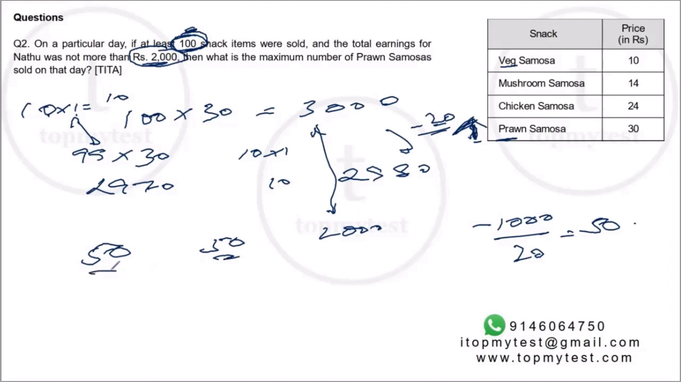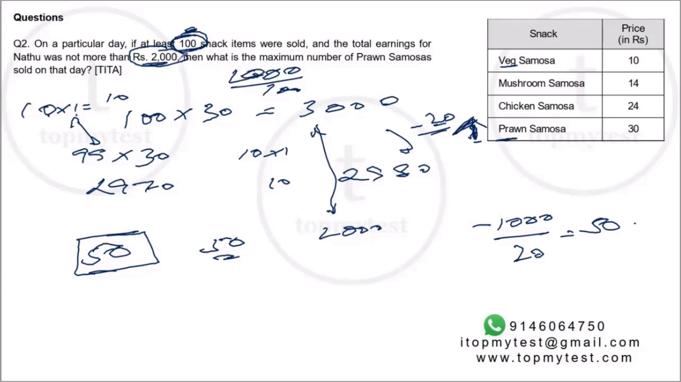Now you will say, okay, the answer is done, but now you'll ask, why can't we replace a prawn samosa with a chicken samosa? Yes, you can replace a prawn samosa with a chicken samosa, but the answer will have a problem. The reason is very straightforward. See, the average price of a snack is 2000 divided by 100. This is the maximum average.